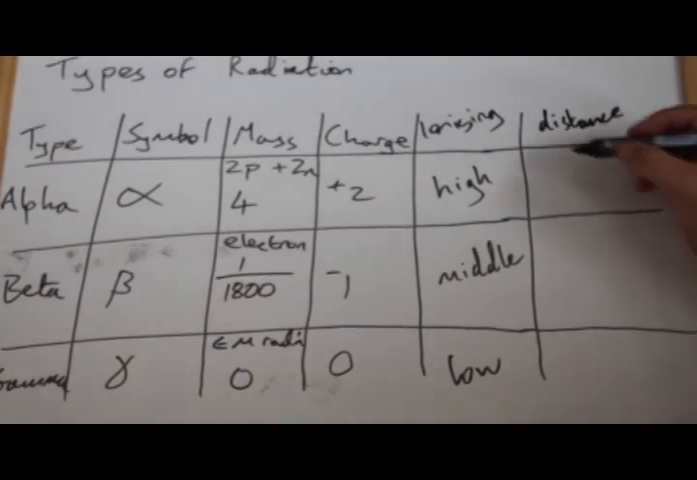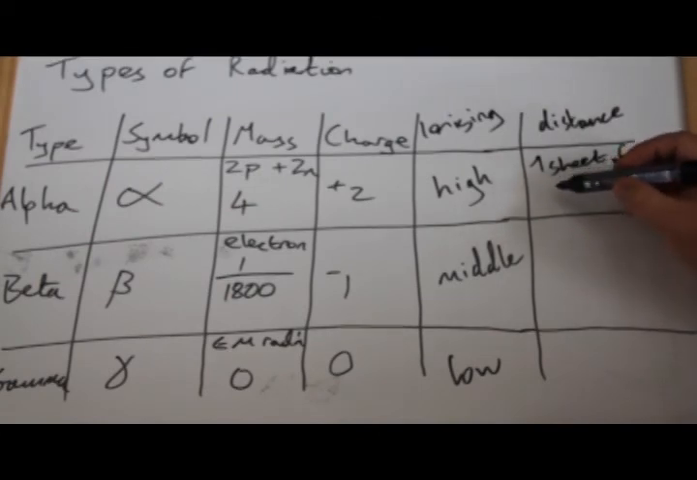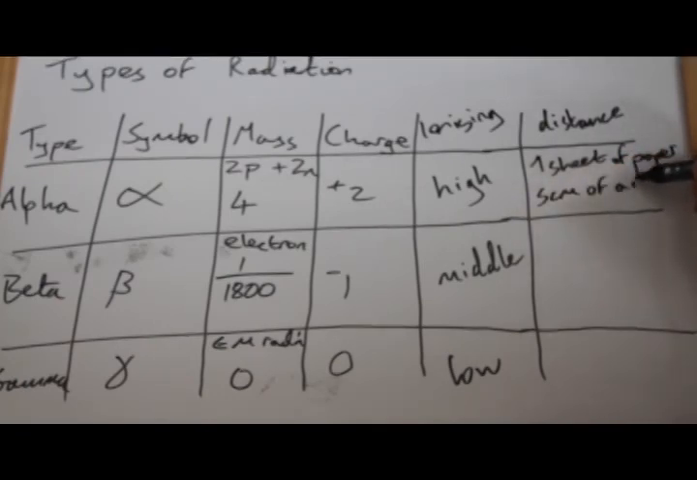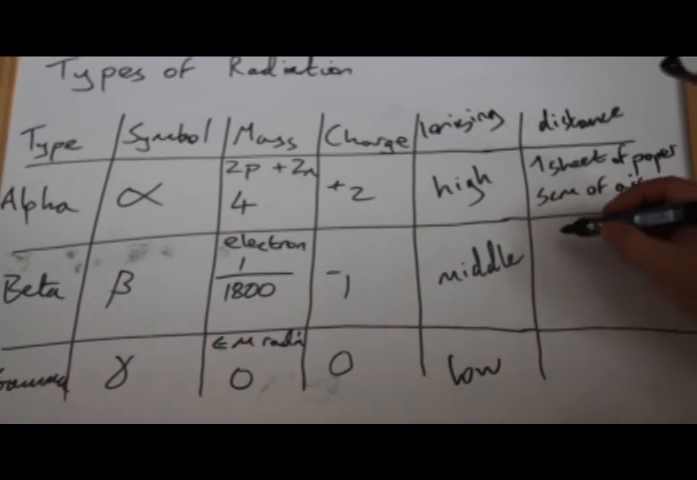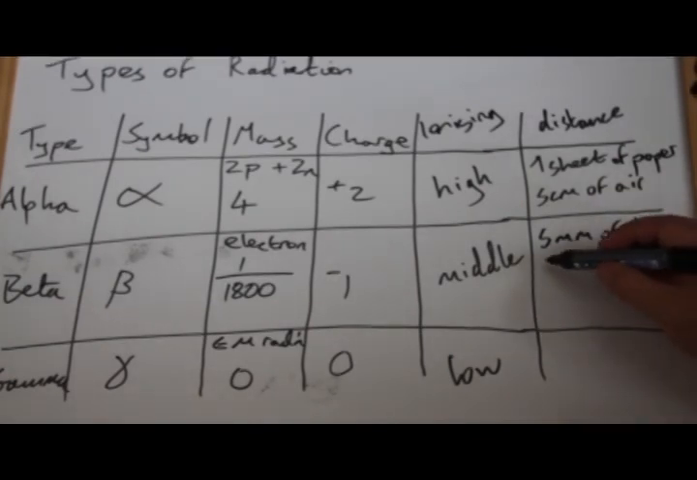Now, alpha is stopped by a sheet of paper, or by a few centimetres of air. Let's say 5 centimetres of air. So your skin is more than enough protection unless it's a very high alpha dose. Beta is stopped by 5 millimetres of aluminium, Al, or by about 2 metres of air.